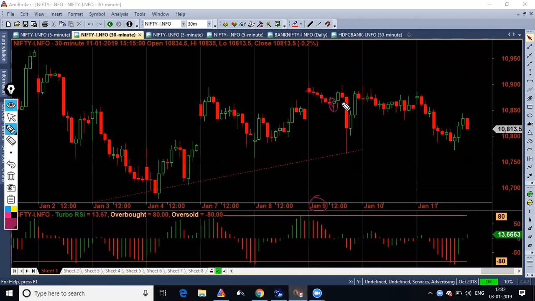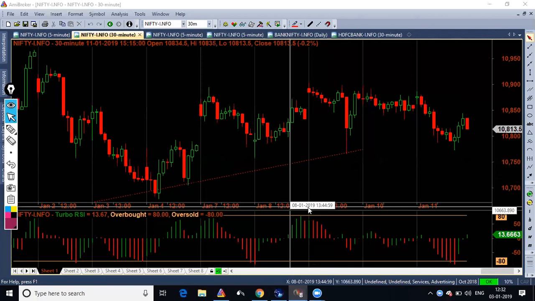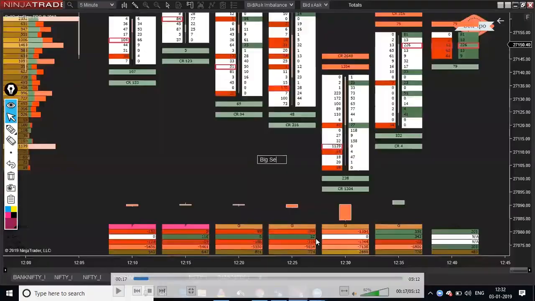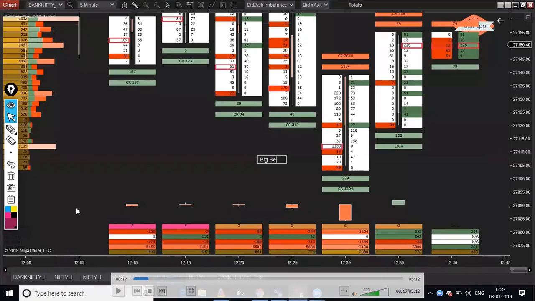So let me try to show. If we try to simulate, the time was around 12:44, and around 12:44 we got the momentum auction reversal on 9th of Jan. Let me try to simulate the market activity. I'm going to disconnect the data here. Already disconnected. I'm going to remove all the other charts because it's going to take a lot of memory when you're running a playback.